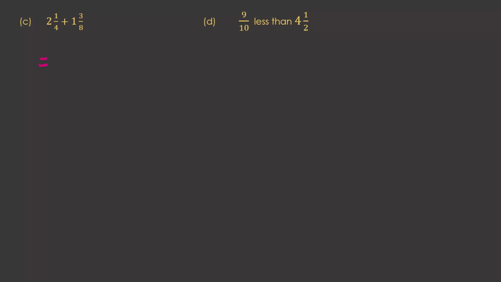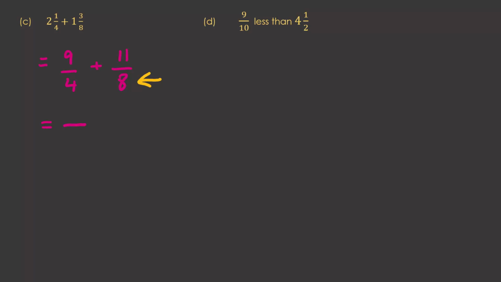Okay, so with the next examples, I'm just going to do them the one way. So let's make this improper. 4 times 2 is 8, add 1 is 9, so that's 9 over 4. And here, 8 times 1 is 8, add 3 is 11, so that's 11 over 8. But note, my best common denominator here is not 4 times 8 is 32. You can do that, it just makes the numbers bigger, and then you have to cancel down at the end.